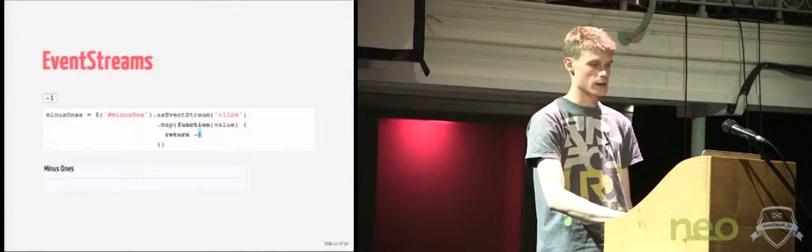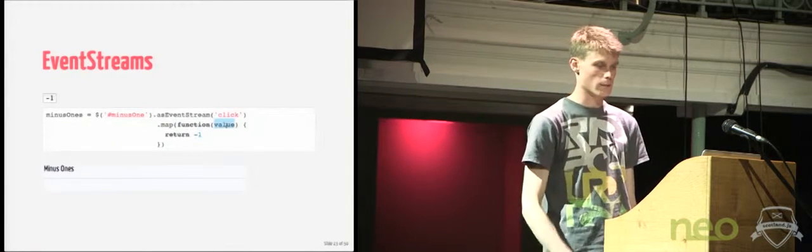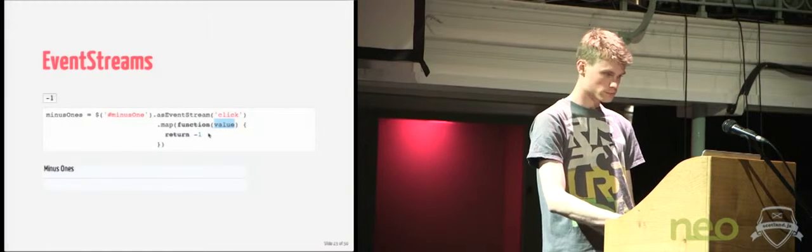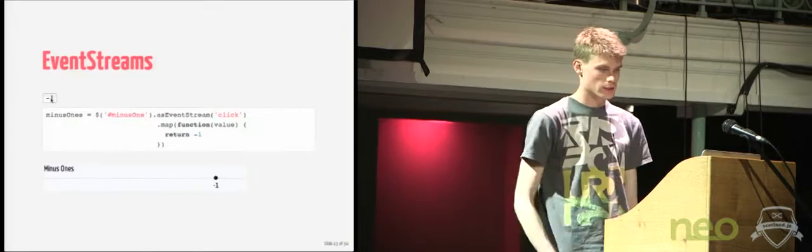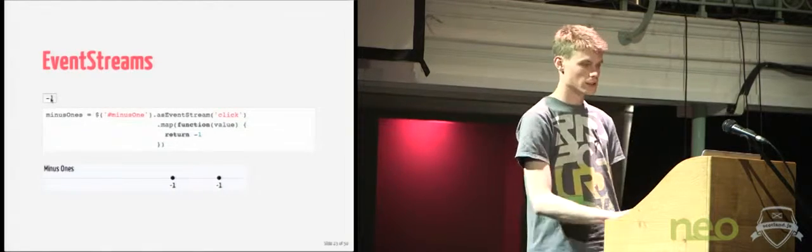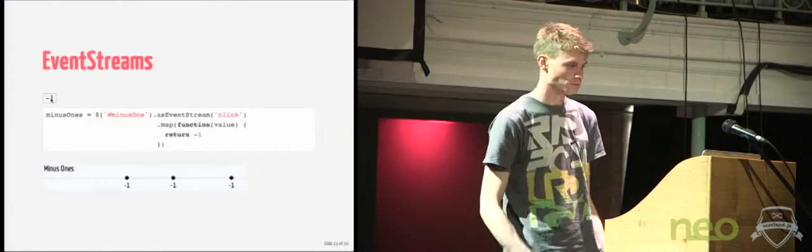So here I'm just saying, discard the jQuery event bit. I don't really care about it. Just return a -1. So now, when I click on the button, we get a -1, which is starting to get useful.